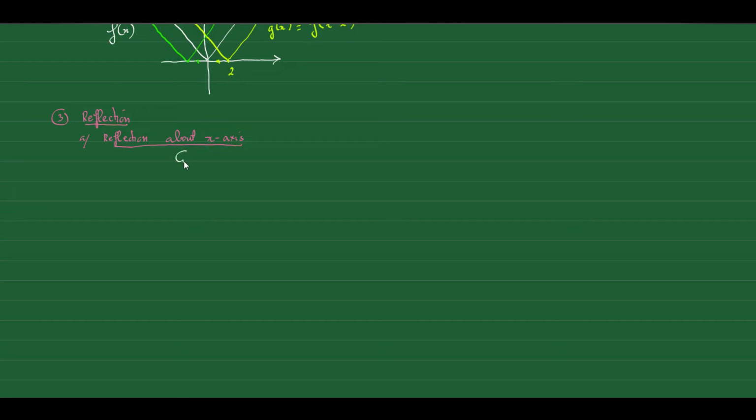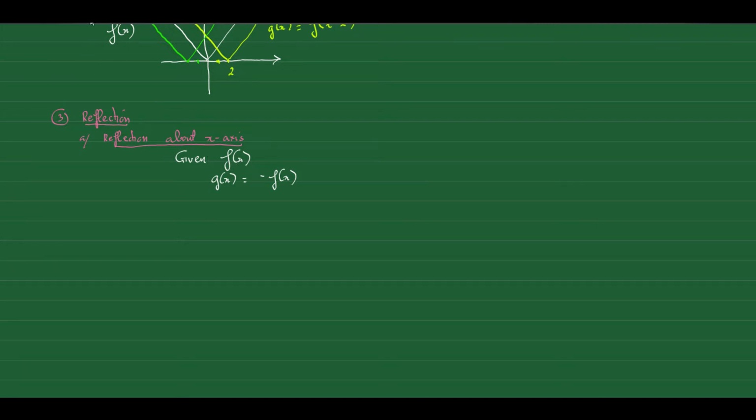Given the function f of x, we can obtain g of x by putting the negative in front of f of x. If you put the negative in front of the original function, we can mirror the graph of f of x over the x-axis.